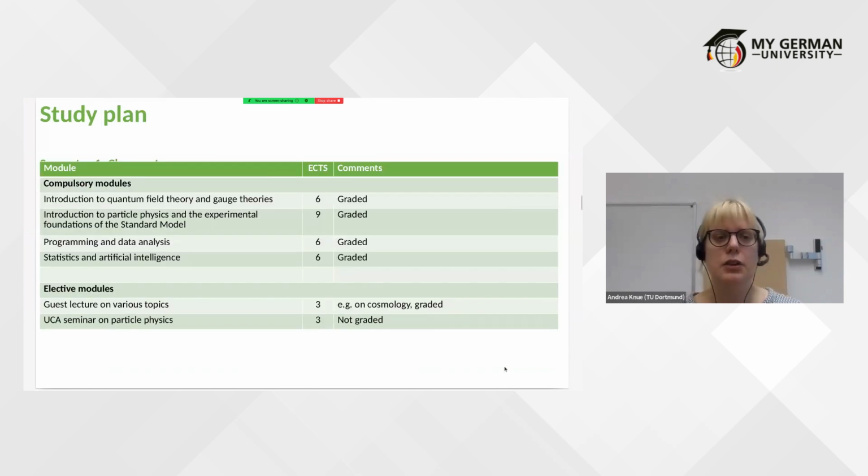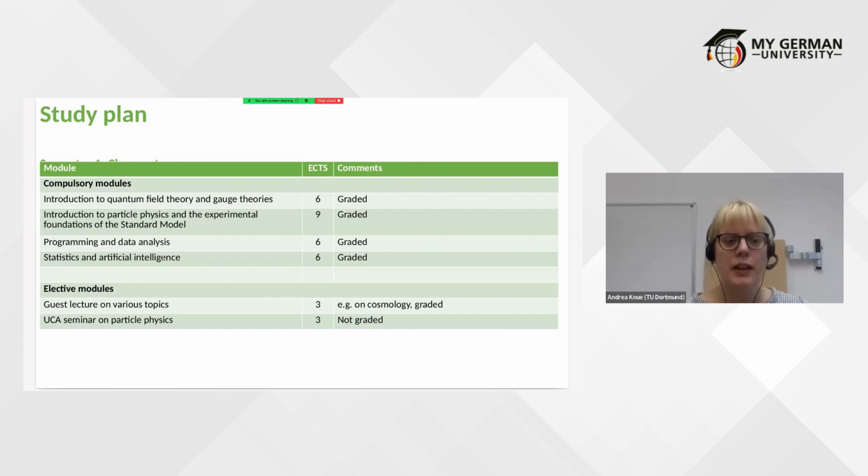The study plan is as follows. So we have a lot of, as I said, compulsory modules. And in the first semester here, you can see we have some really basic theoretical modules like quantum field theory and gauge theories. Then introduction to experimental foundations of the standard model, data analysis, and then statistics and artificial intelligence, which is quite important. As I said, the statistics part is something that you can use wherever you go afterwards as well.